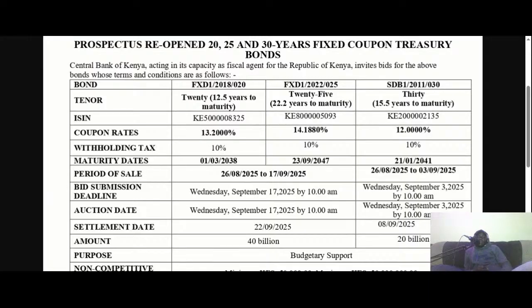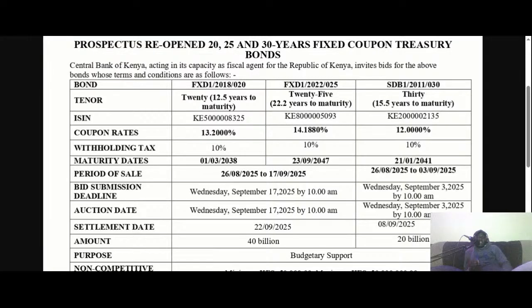Now, the coupon rate. This is the bond with the lowest coupon rate among the three bonds that have been floated because it has a coupon rate of 12%. And we say that this is the actual return that you get from this particular bond. So 12%, it is the lowest among the three that have been floated.